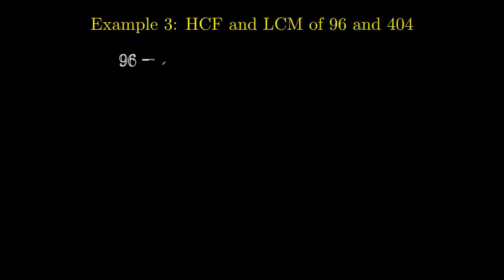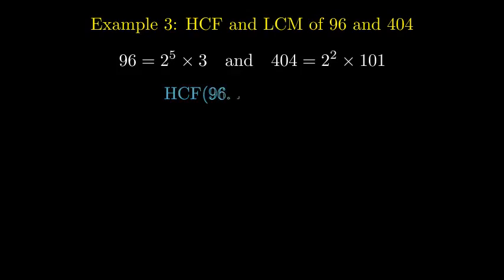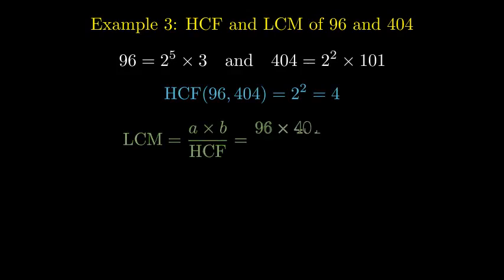Example 3. Find the HCF and LCM of 96 and 404. First, the prime factorizations. 96 equals 2 to the power 5, multiplied by 3. 404 equals 2 squared, multiplied by 101. For the HCF, we look for common primes and take the smallest power. The common prime is 2, so HCF equals 2 squared, which is 4.